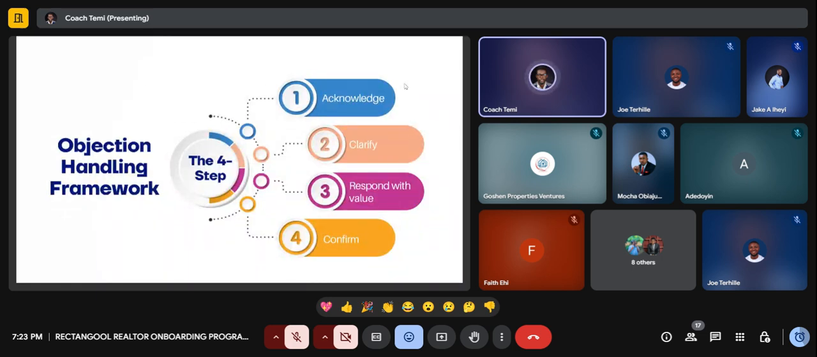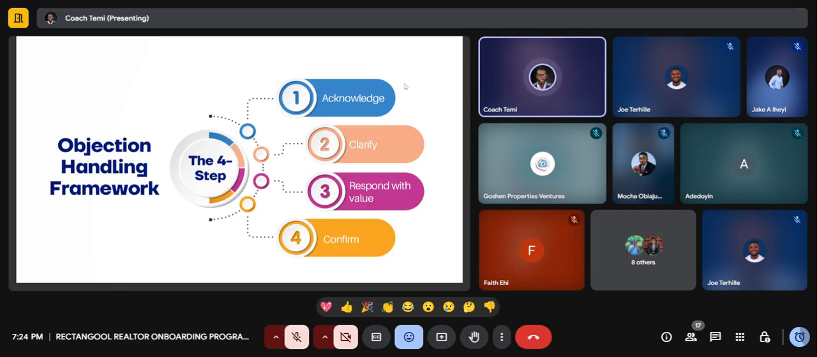So let's go to the framework. I'm still working within my time. I have 20 minutes. Framework of objection handling. There are 4 steps I want to give us today. Some of us might have been using these steps already, but this helps us to have a better perspective on how to arrange our steps or our framework to better deliver for us.